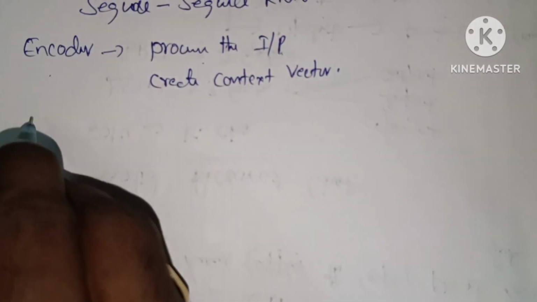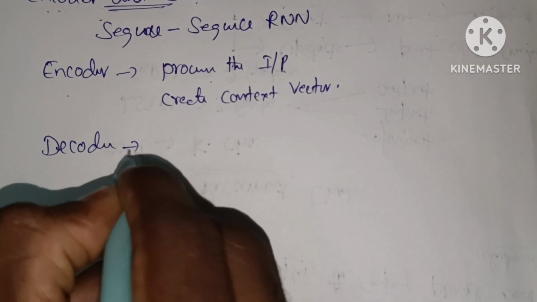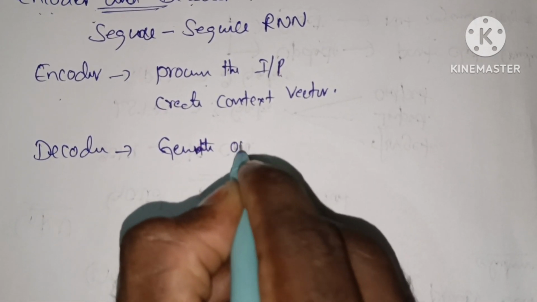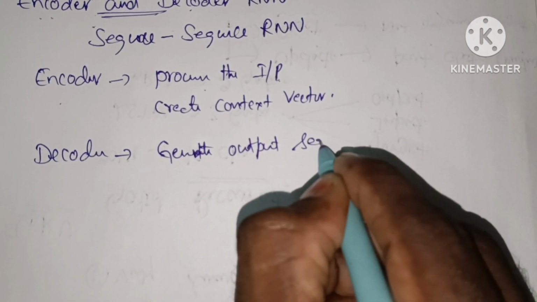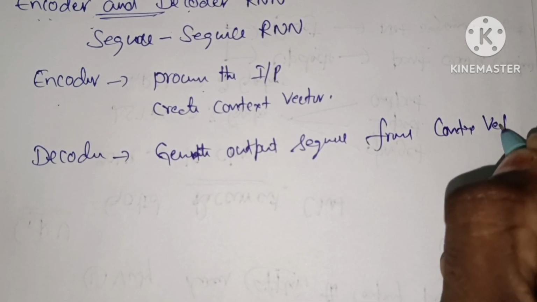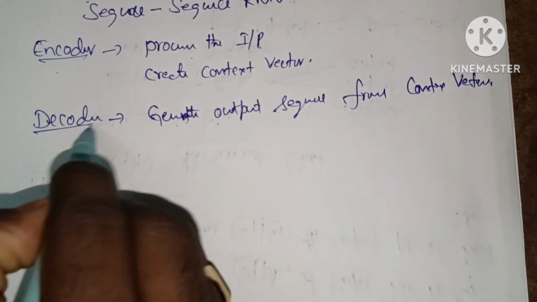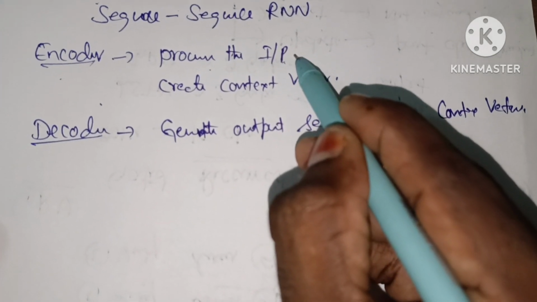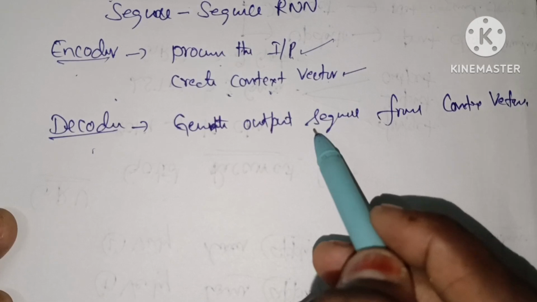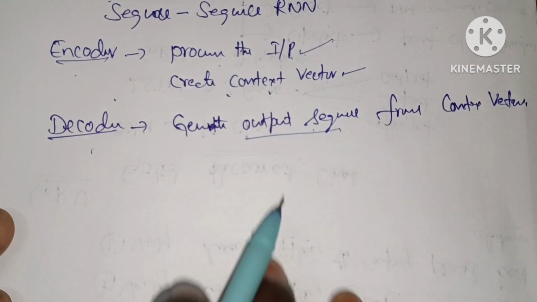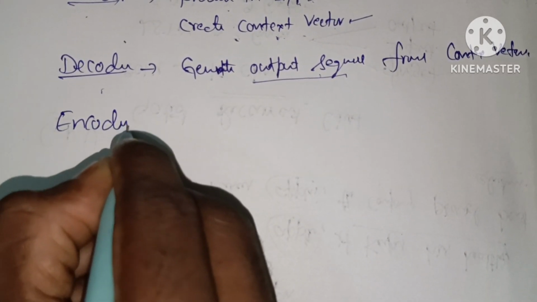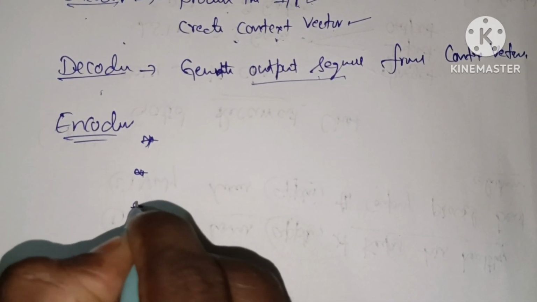That is the encoder. What will the decoder do? The decoder generates the output sequence from the context vector. Is it clear? So two components are there, encoder and decoder. The encoder first processes the input and creates the context vector. The decoder, based on this context vector, generates the output sequence. From an exam point of view, the encoder involves three different techniques.